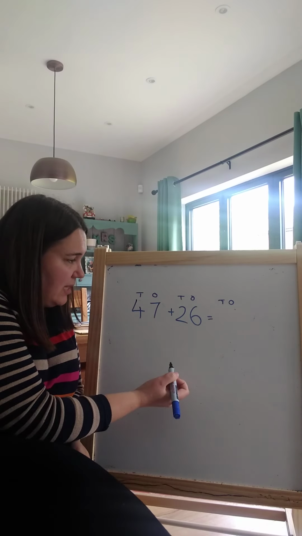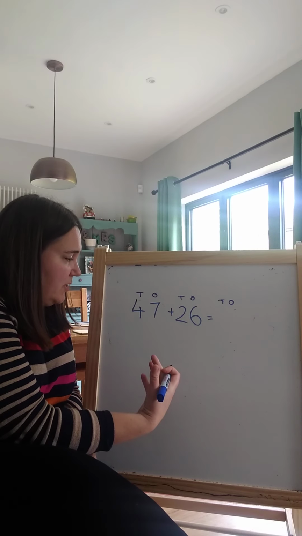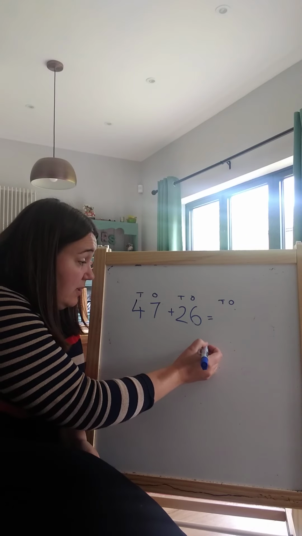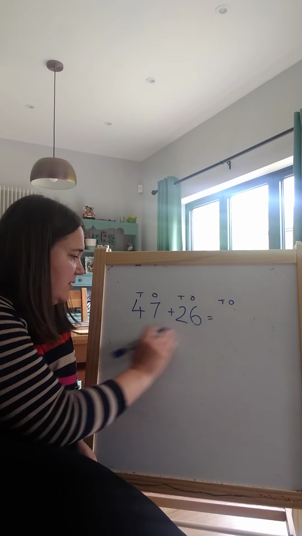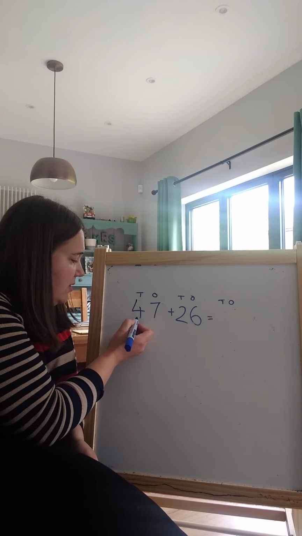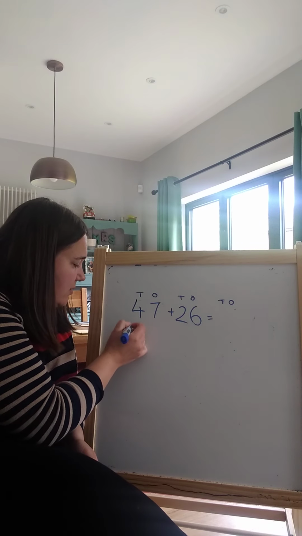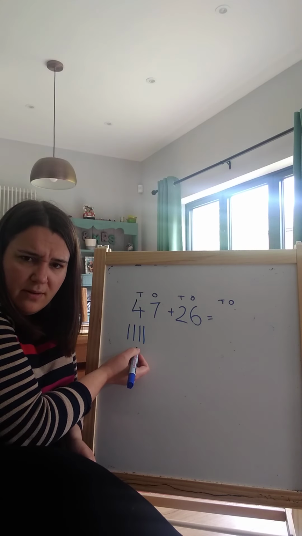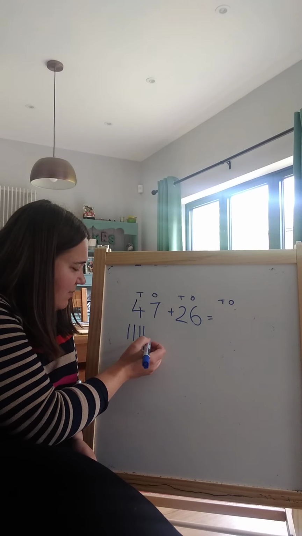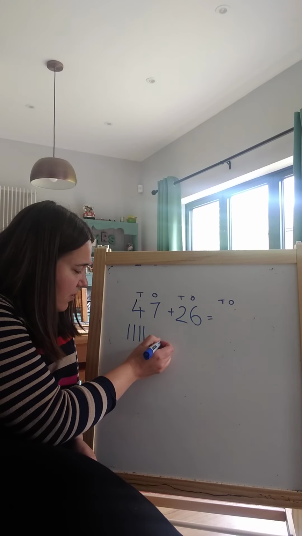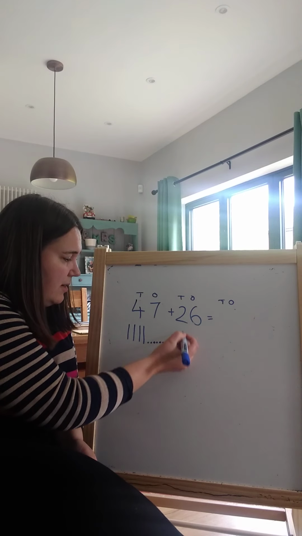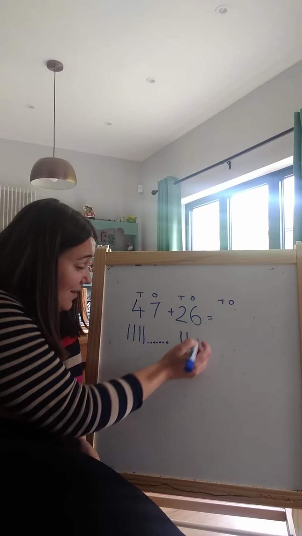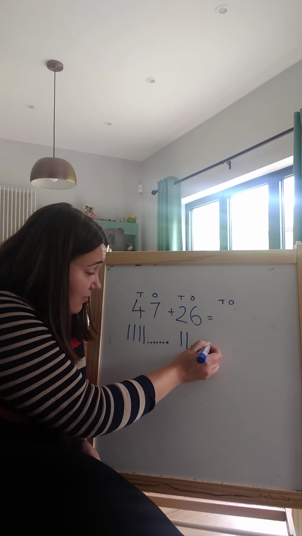So let's start with our ones. How many ones on this side? 6. Well, I suppose it doesn't really matter. Now let's go with our tens first and then we'll add the ones. So we've got 4 tens. 1, 2, 3, 4. How much have I got there? 40. Now I need my ones. 7. 1, 2, 3, 4, 5, 6, 7. Now I've got 2 tens, which is 20. And I've got 6 ones. 1, 2, 3, 4, 5, 6.